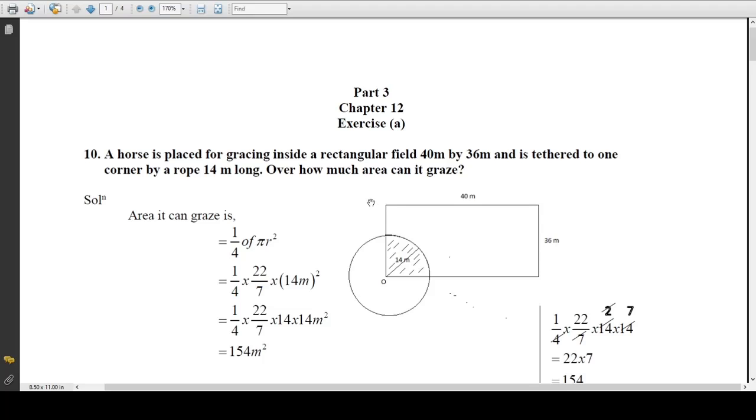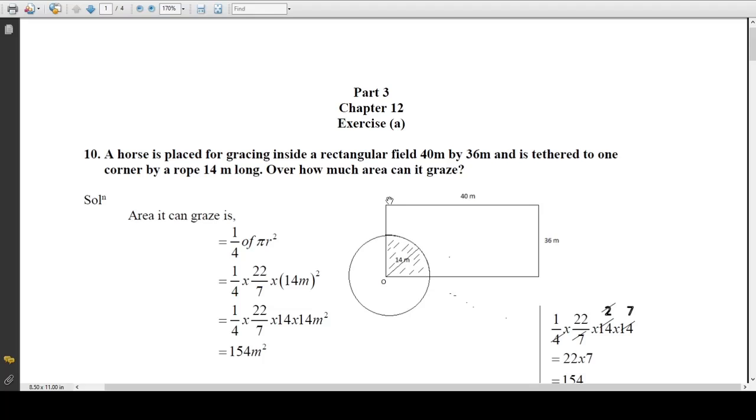Let us represent this problem in the form of this figure here. Let's suppose that O is the point where this horse is being tied by a rope of length 14 meter. Okay, now the area that this horse can graze is covered within this radius of 14 meter.